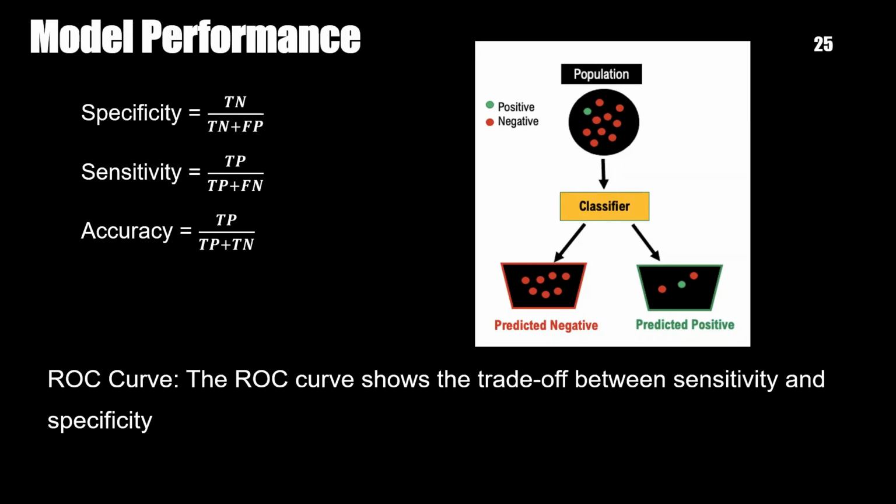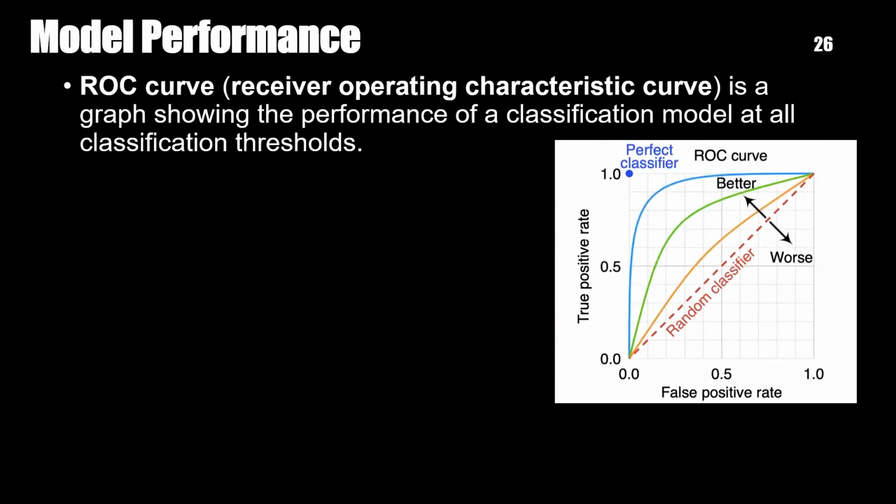We also use the ROC curve. The ROC curve is the trade-off between sensitivity and specificity. I have it in more detail in the next slide. And if we consider the area under that curve, we say area under the ROC curve. So this is the ROC curve, and the area under it is called the area under curve.